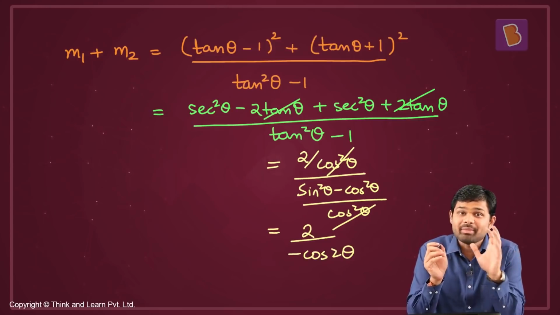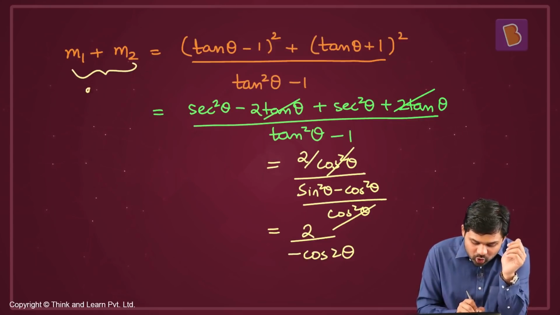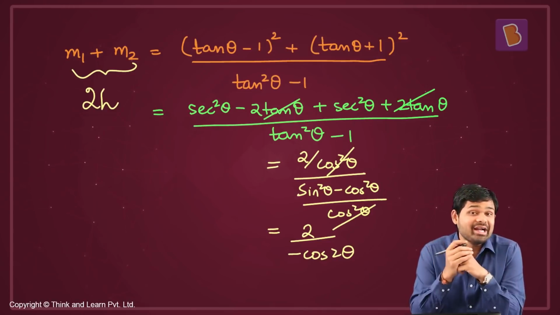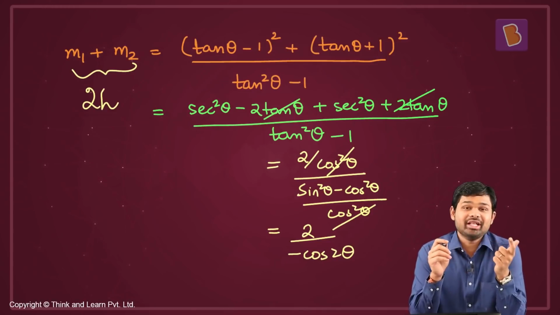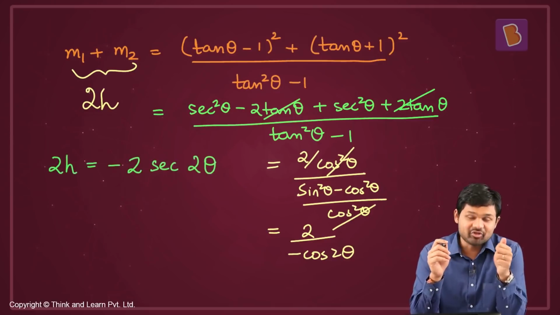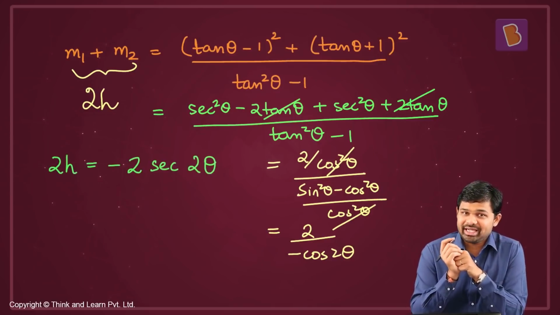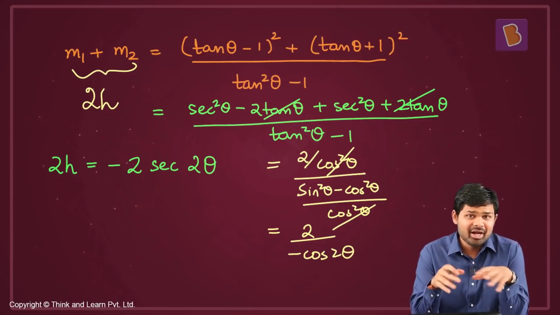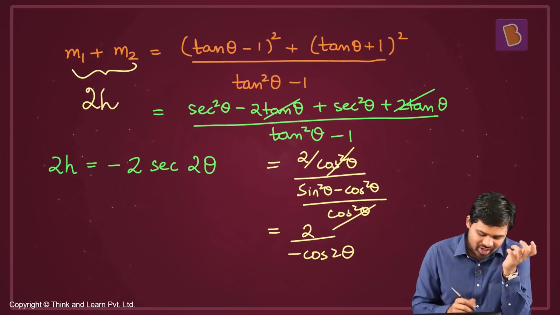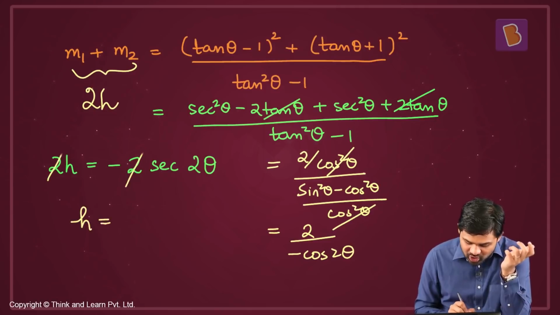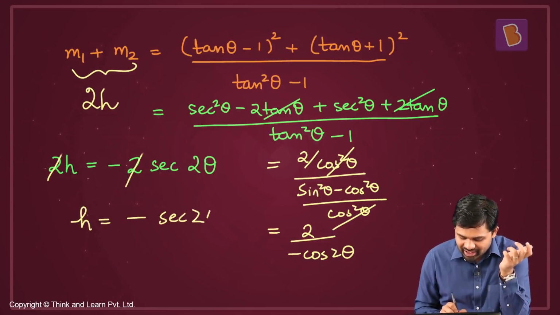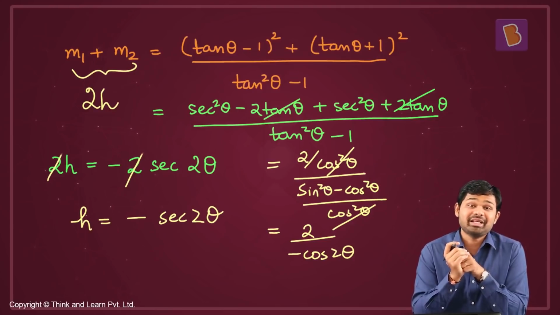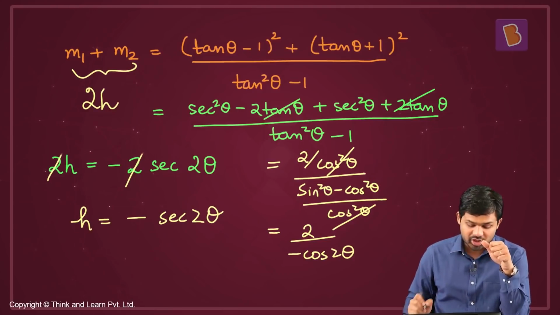m1 plus m2, remember, was equal to 2h. So 2h is equal to 2 divided by minus cos 2 theta, or in other words 2h is equal to negative 2 secant 2 theta. So now we have got a relation of h and theta. But look at the options. We don't have h equal to minus secant 2 theta in the options. So now we have to do a little bit of mathematical manipulation. That's what we are going to do.